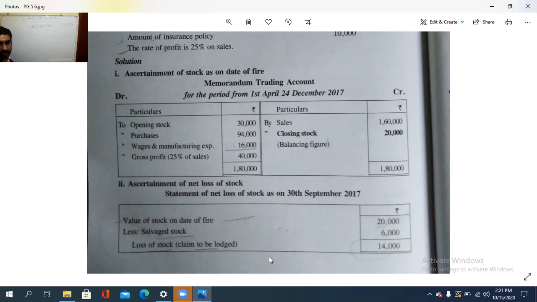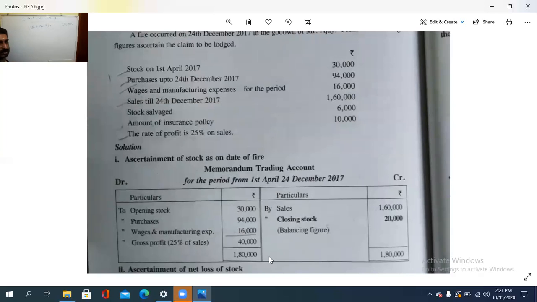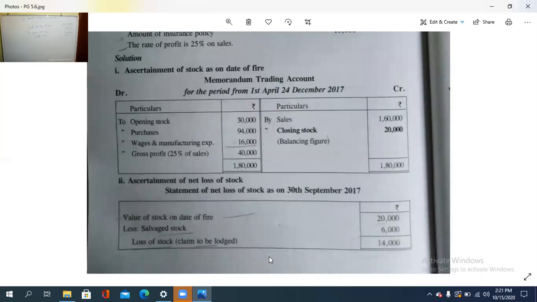Isn't it? Then less stock salvaged, it is 6,000. So 14,000 is the net loss on stock on fire. Clear? So this is the second case. 14,000 is the loss of stock, that is the claim to be lodged.